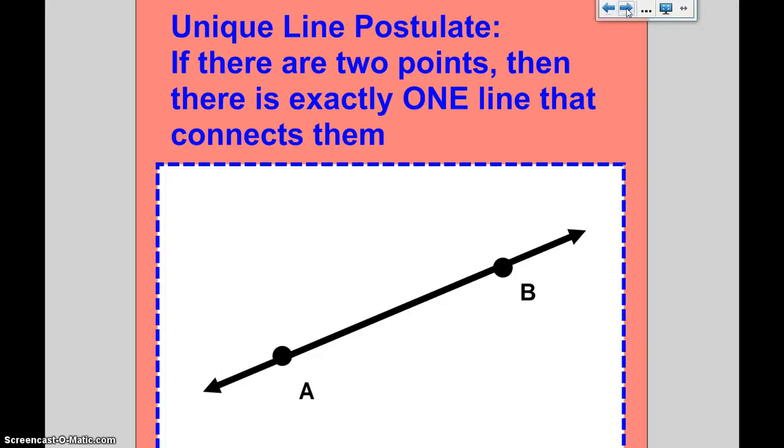Unique line postulate is our first postulate, and here's the conditional statement. If there are 2 points, then there's exactly one line that connects them. You want to fill in the blanks on your handout, and if you need to draw the picture, you can draw the picture as well.